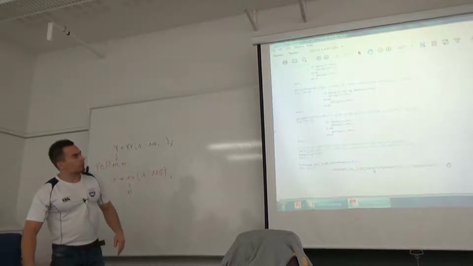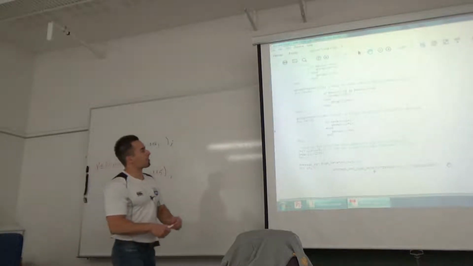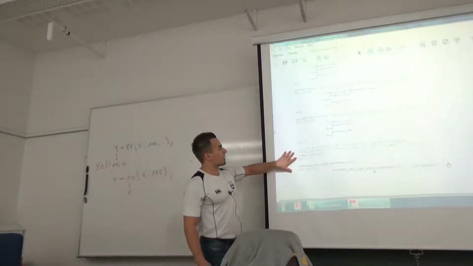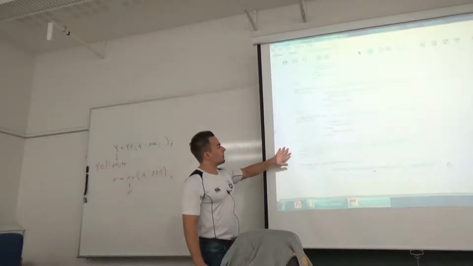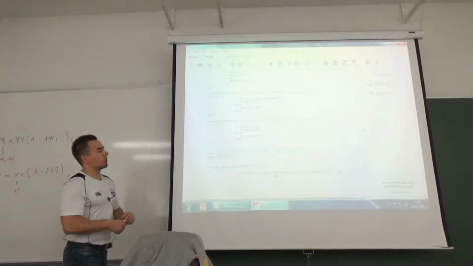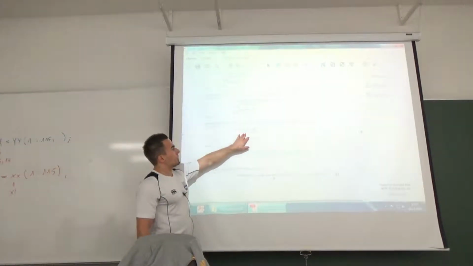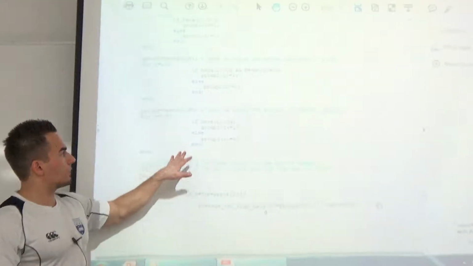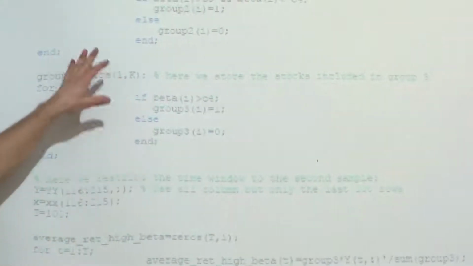So what do we do then? Now we have to restrict again the sample period to the second subsample. So now we want to know, okay, now we have the group 1, 2, and 3 vectors after we have done these operations here. Yeah? And these group vectors here are not changing. So the group vectors that we have defined here, giving us the low, medium, and high beta stocks, conditional on the first subsample now. Yeah?